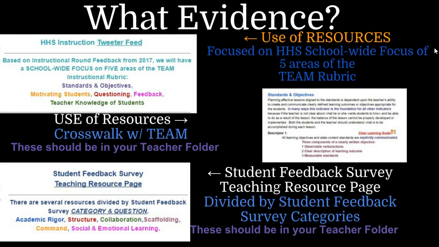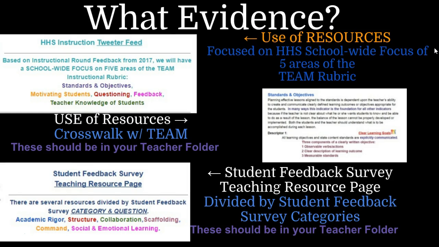School-wide, we're wanting to focus on 5 areas of the TEAM rubric: standards and objectives, motivating students, questioning, feedback, teacher knowledge of students. We addressed teacher knowledge of students when Ms. Harkreader and Kellogg spoke about the achievement gap. Teacher knowledge of students is not just knowing their name or their family. It's talking about differentiation. You know what they need as a learner, and you provide that for them. So those are the areas that we're looking at as a whole school. So you might want to think about that.